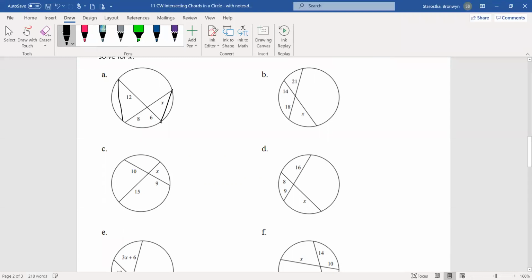All right, so it's going to be 8 over 6, but remember, these are all reflections. 8 over 6 equals 12 over x. We've got 8x equals 72, x equals 9.